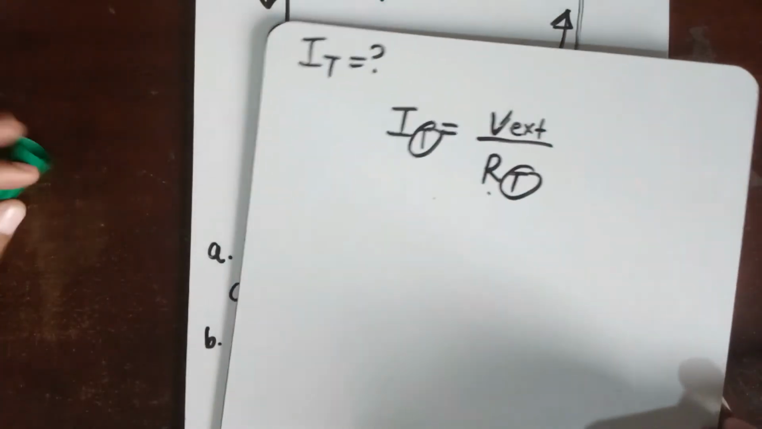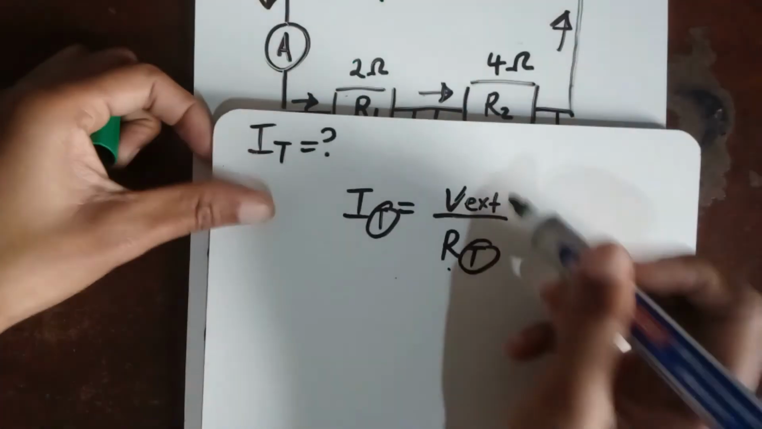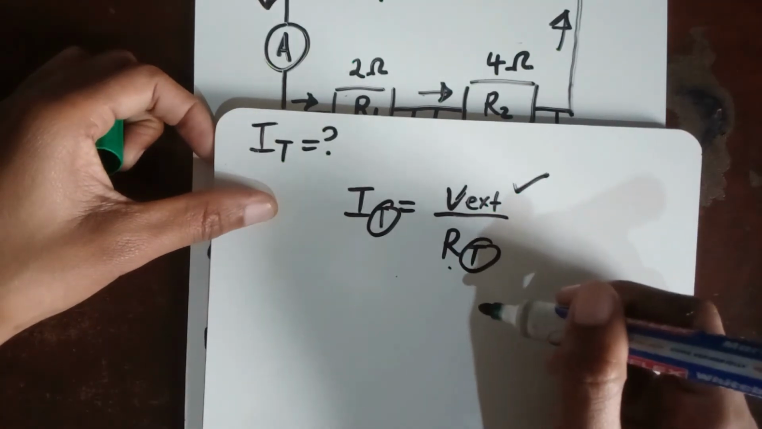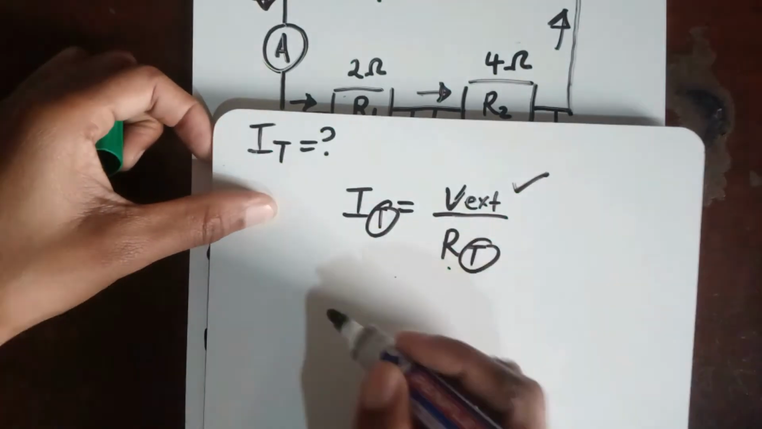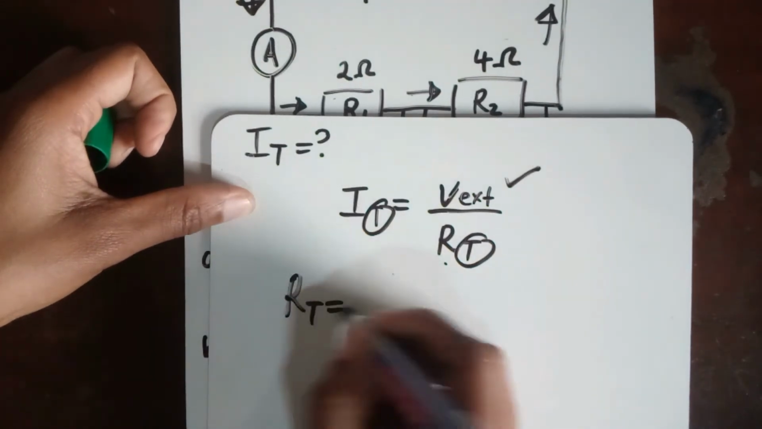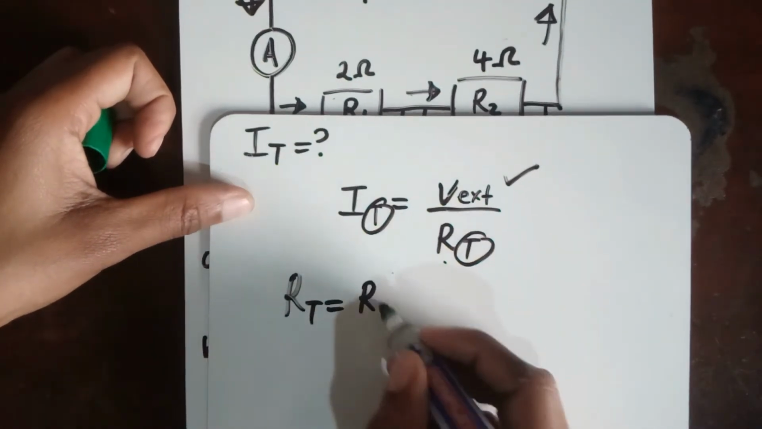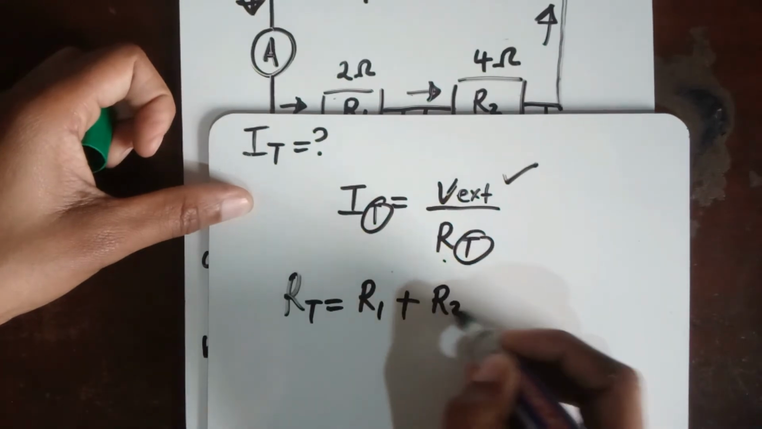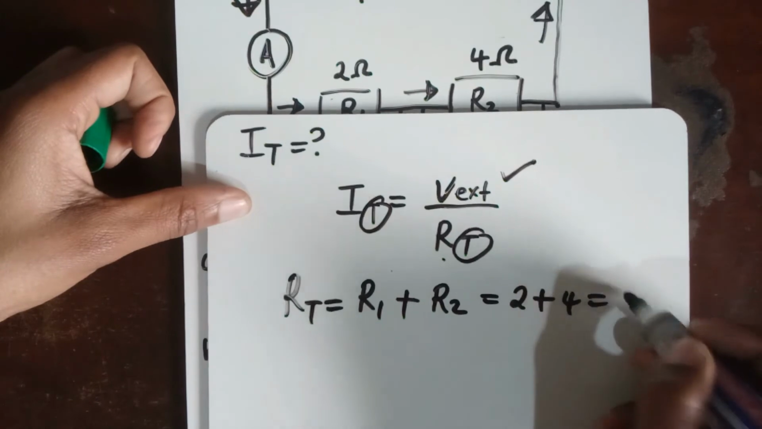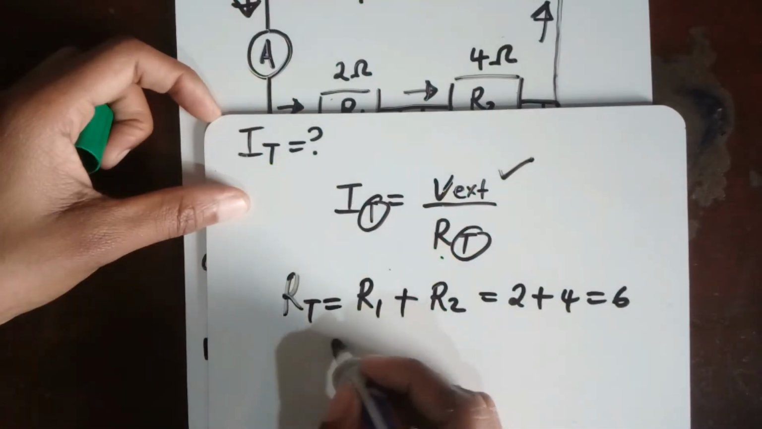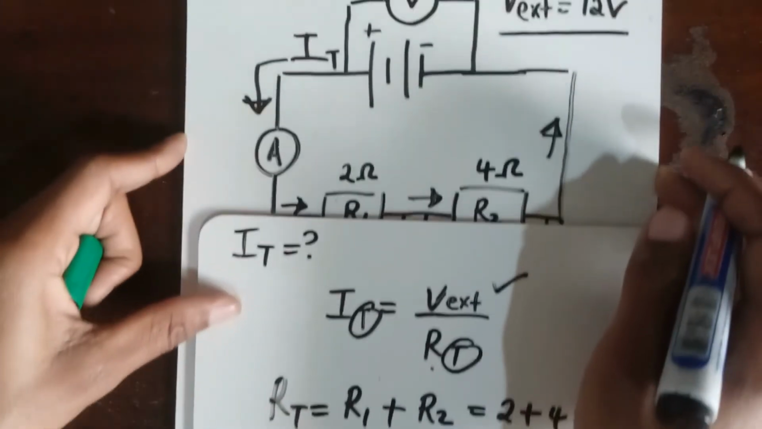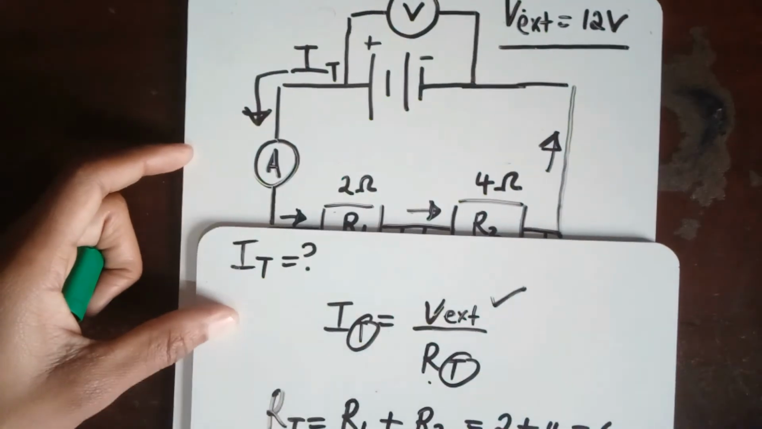All right, so do we know what our V external is? Yes, we have that. RT, do we know it? Nope, we're not given it, but we can calculate it because the resistors are connected in series. We can find RT, which equals R1 plus R2, right? So that is just 2 plus 4, which is 6. So to find IT, we can just say V external, the total external voltage, we said it's 12.